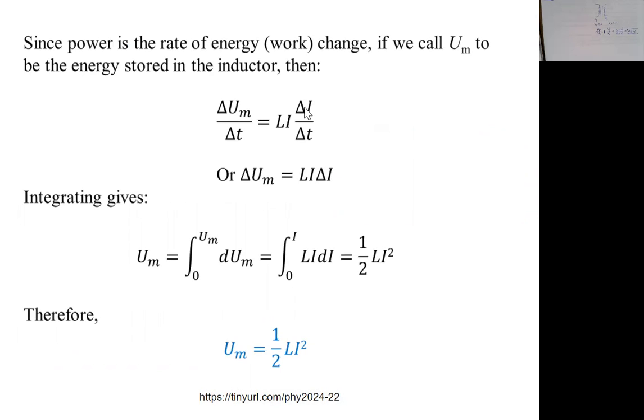And power is defined as the change in energy over change in time t, right? So let's write this as change in energy, U as energy, but in this case it's the energy in the magnetic field, sub m. So change in U_m over delta t is equal to the power in the inductor, L I delta I over delta t. Now delta t and delta t will cancel out, so the change in energy is equal to L I times delta I.